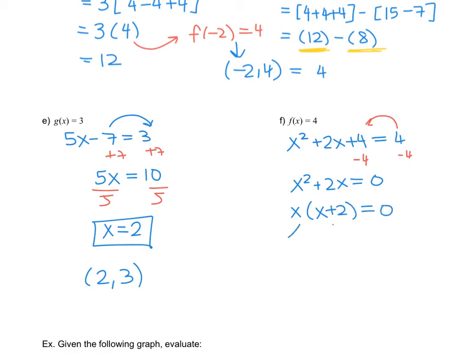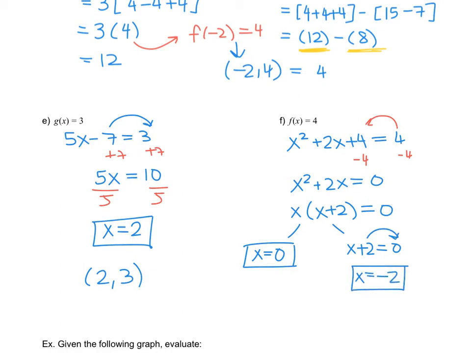And now we can branch off and set each of our brackets, so x equals 0 and x plus 2 equals 0, and solve for x in each scenario. So this one is already done. X is equal to 0. But for the x plus 2, we have to bring the 2 over, and x is equal to negative 2.